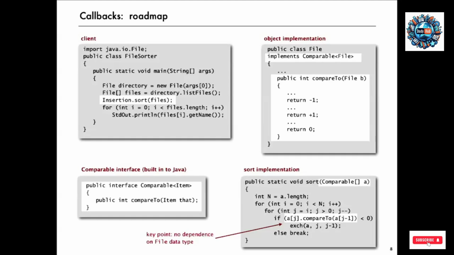The key point is that the sort implementation has no dependence on the type of data. That's handled by the comparable interface. And a different comparable array will be sorted in the same way. Eventually, because of the interface mechanism, there'll be a callback to the actual compareTo code that goes with the type of object being sorted.